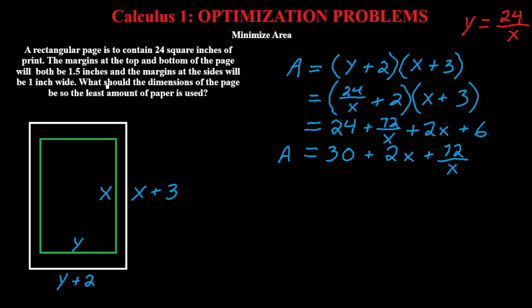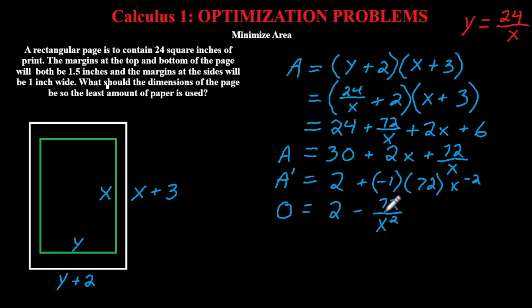Now we differentiate with respect to x. So A prime equals, and we'll take the derivative of each term independently. Well, the derivative of a constant is 0, so I'm not going to write that. The derivative of 2x is just 2 plus, and then the derivative of this is 72 times x to the minus 1 power. So I bring the minus 1 to the front. I'm multiplying by 72, and then I reduce the power of x by 1, so it's minus 2. Simplifying on the next line, I get 2 minus 72 over x squared.